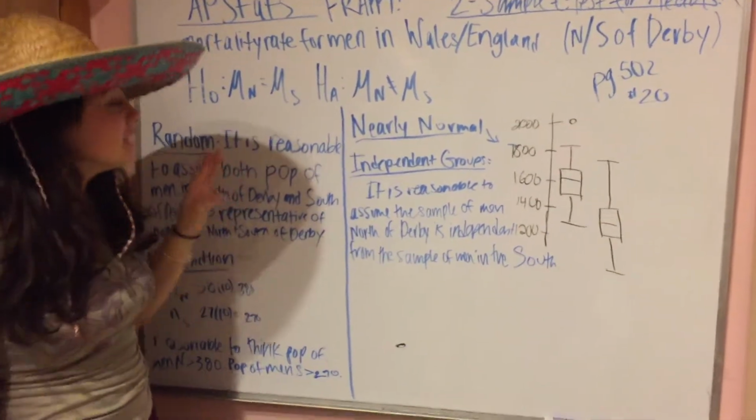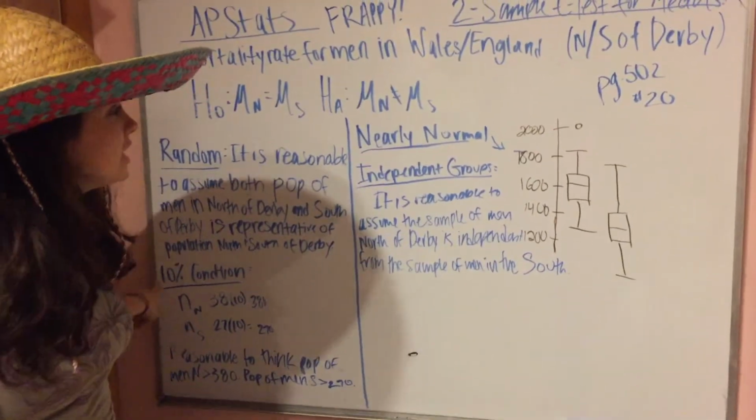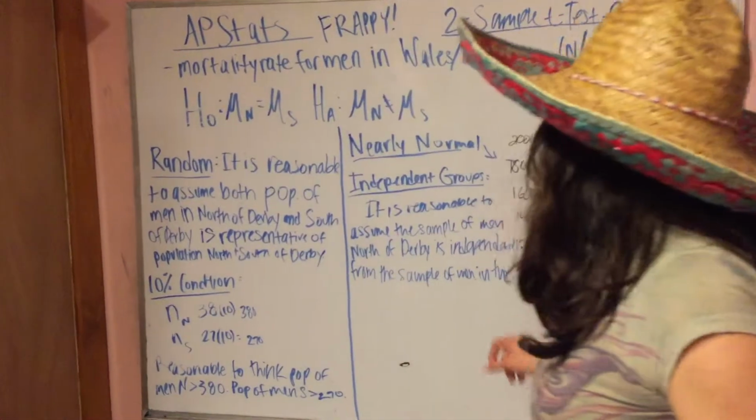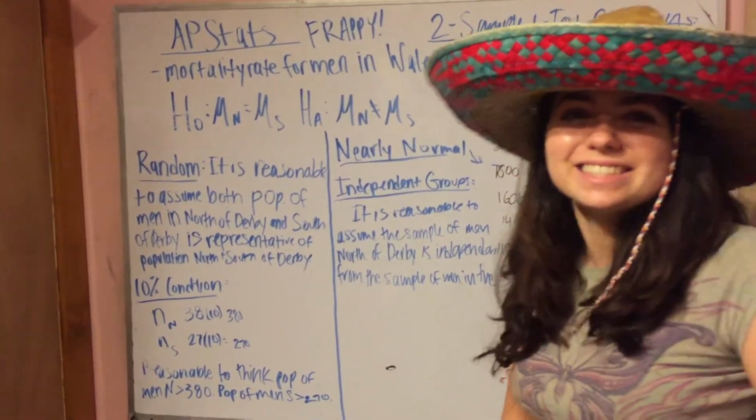So we have four conditions: the randomization condition, the 10% condition, the nearly normal condition, and the independent groups condition. Gosh, I can't contain my excitement.